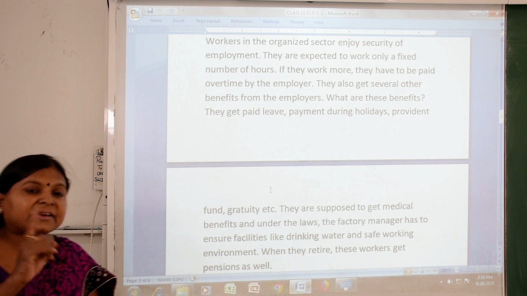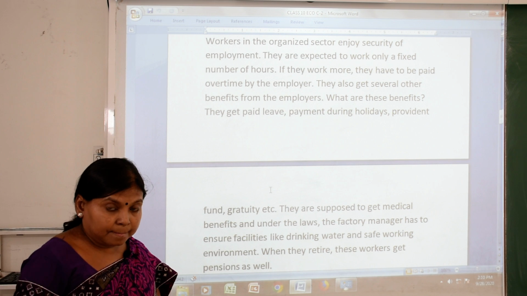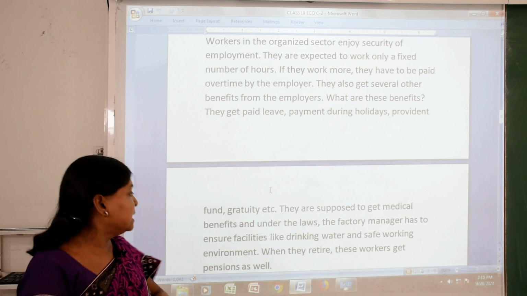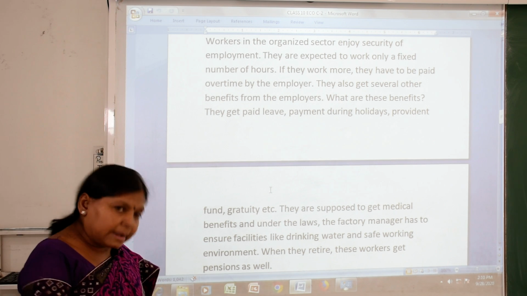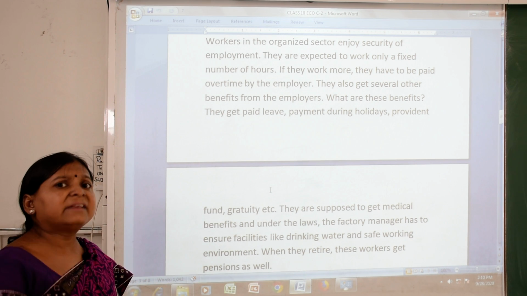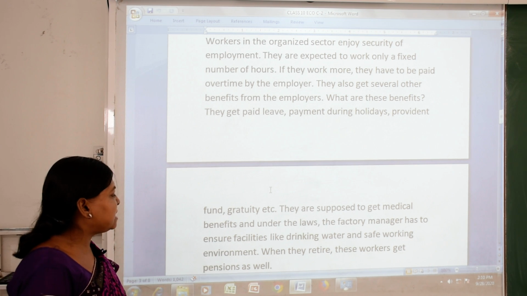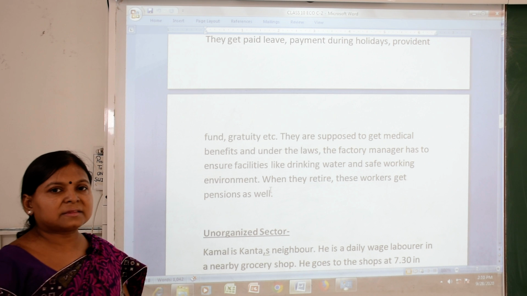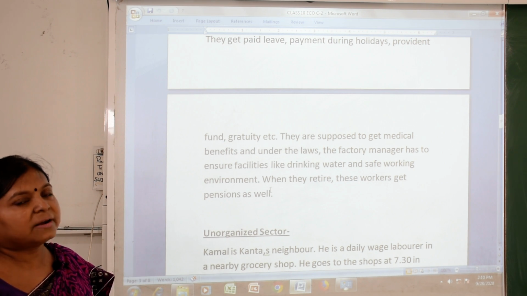Now, the factory manager has to ensure all the facilities where the employees are working, like drinking water and a safe working environment. And when the employee retires, the workers get pension as well. So all these are benefits given by the organized sector, and the employee is safe.